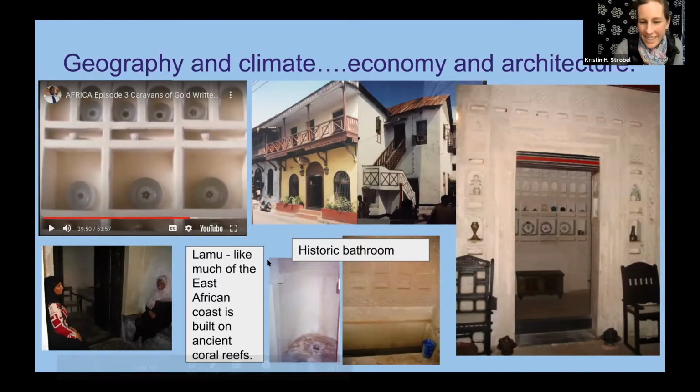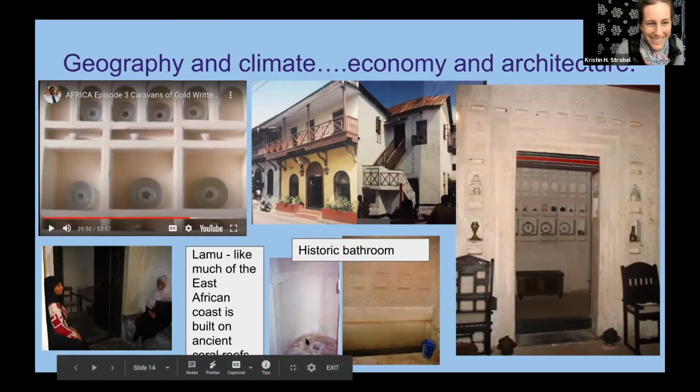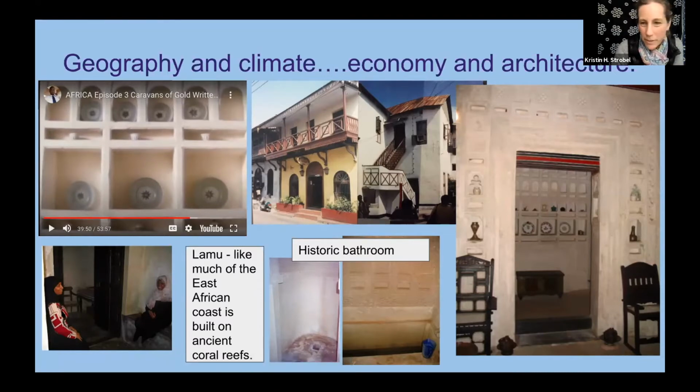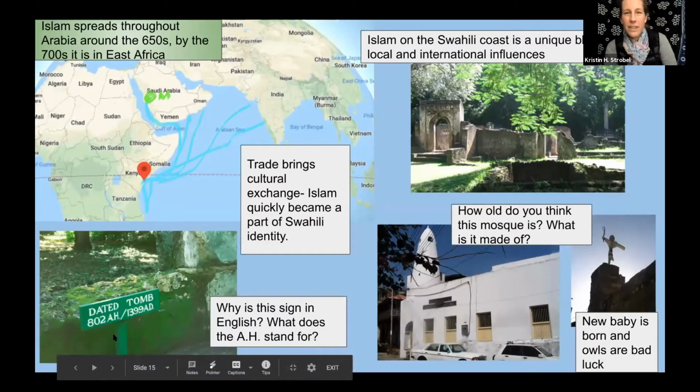So that just gives you a sense of what these homes look like. I love this, this is the old bathrooms, and here's a woman who ran the museum when I was there.